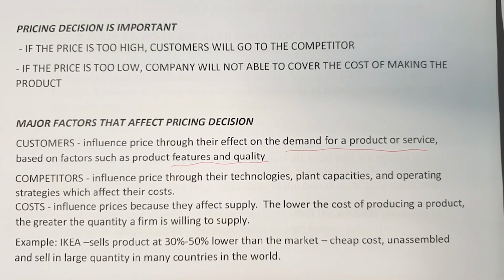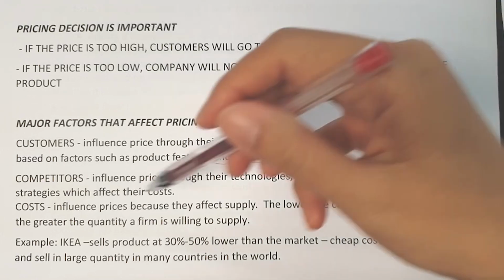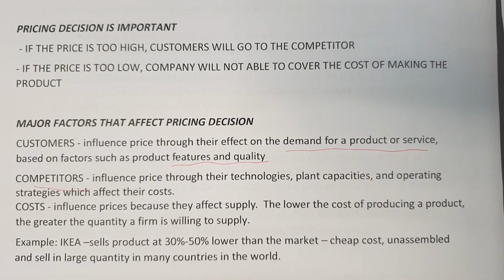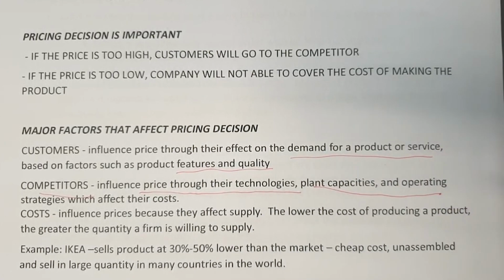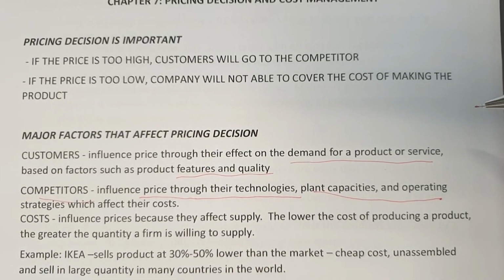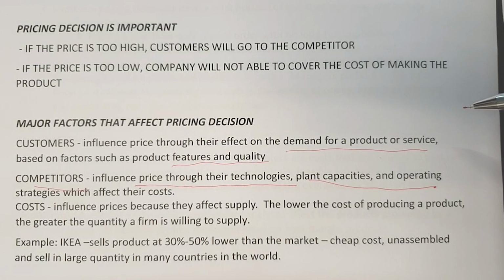Besides looking at the customers, the organization also has to look at their competitors, and see what price has been set by the competitors, and also look at the technologies, the plant capacities or the operating strategies that have been used by competitors. For example, let's say they are using a very old machine and the production is low, and the cost is high because of the old machine, and they don't have much technology that considers electricity efficiency, for example. So if the competitors change to a more highly technological machine, then obviously the cost of production might be lower, because normally technology helps to reduce the cost as well as increase the efficiency.